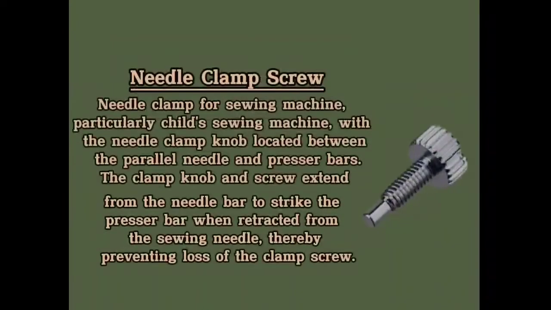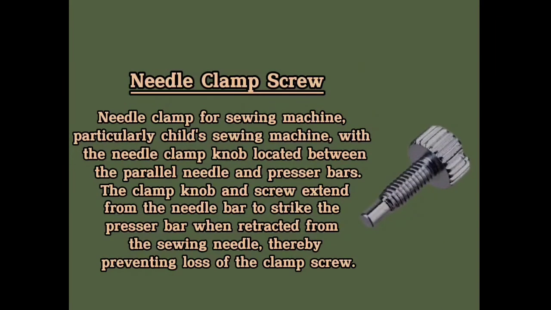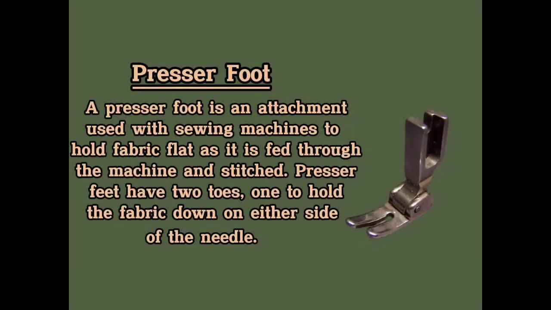Number 13, the needle clamp screw. Needle clamp for sewing machines, particularly child sewing machines, with a needle clamp knob located between the parallel needle and the presser bar. The clamp knob and screw extend from the needle bar to strike the presser bar when retracted from the sewing needle, thereby preventing loss of the clamp screw. Number 14, the presser foot. A presser foot is an attachment used in a sewing machine to hold fabric flat as it is fed through the machine in stitches. Presser feet have two toes, one to hold the fabric down on either side of the needle.